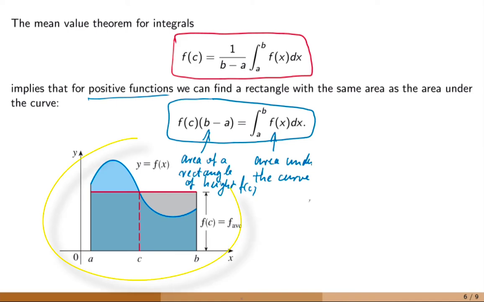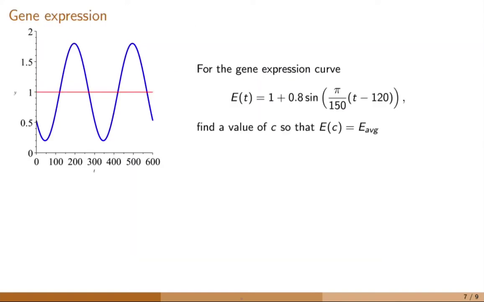And this is again shown here. So the gray shaded region is the rectangle, the blue shaded region is the area under the curve, and these areas are exactly the same. Isn't that cool? Let's do that for the gene expression example.